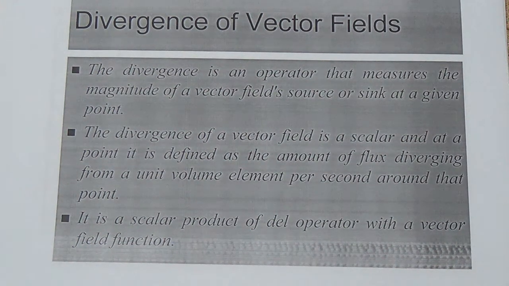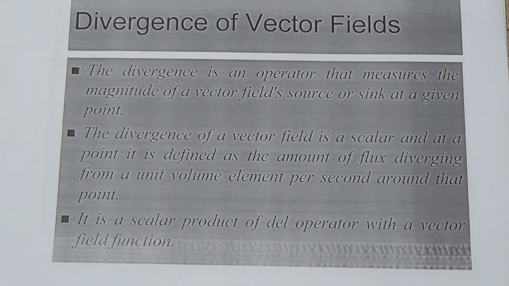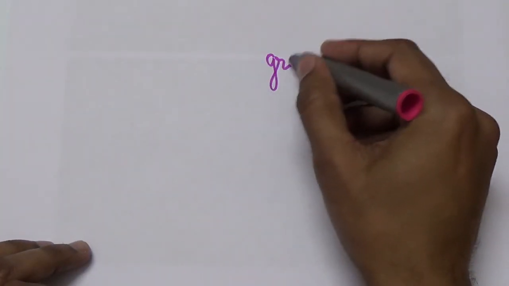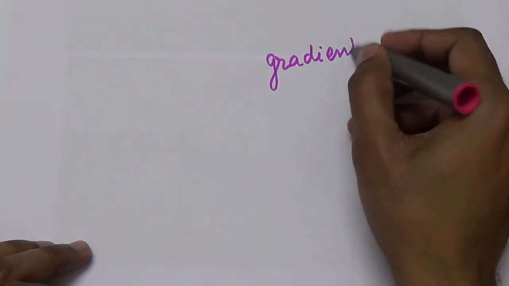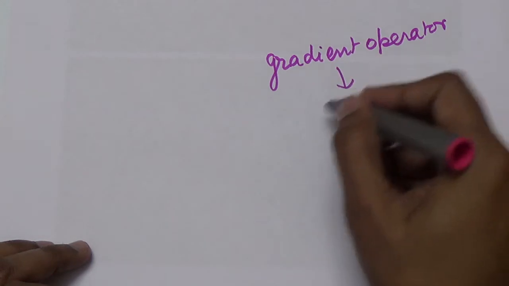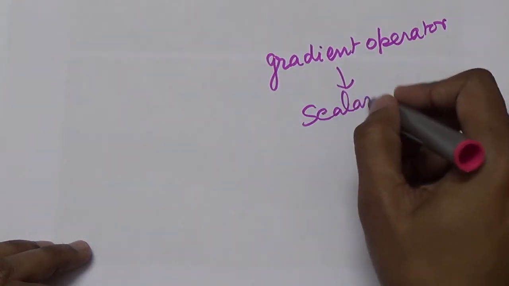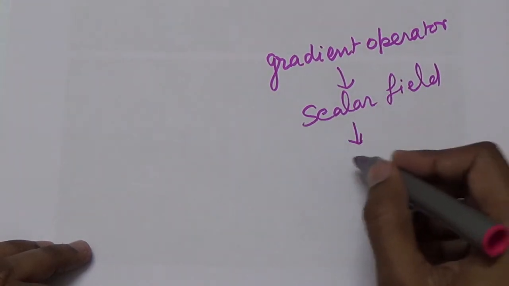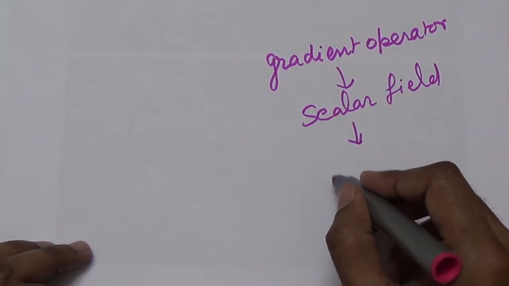In the first lecture, we have seen that in electrodynamics, what is the role of operators? In the last lecture, we have seen the role of the gradient operator. This operator operates on the scalar field function, and as a result, what are we getting? We are getting a vector.